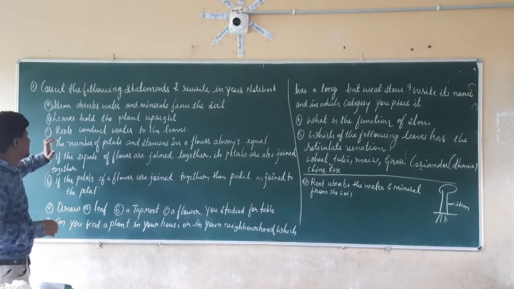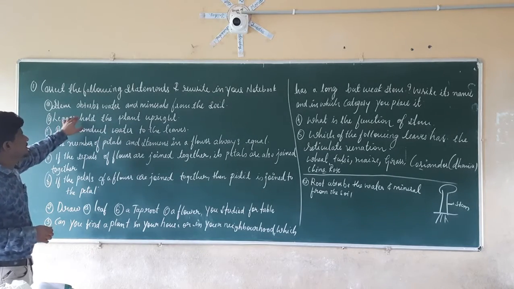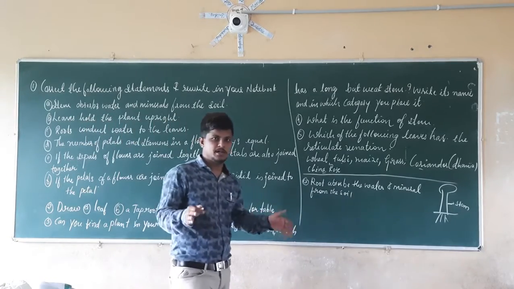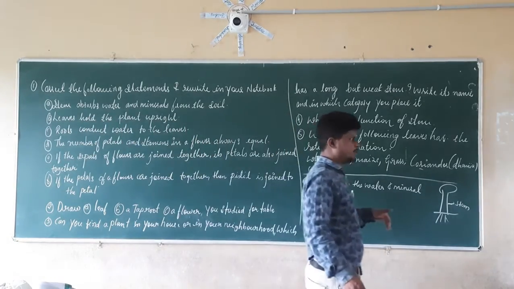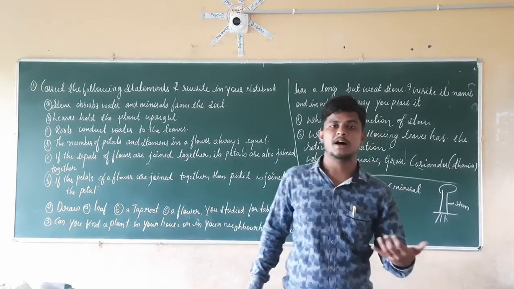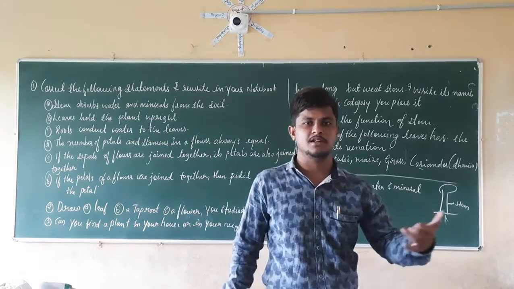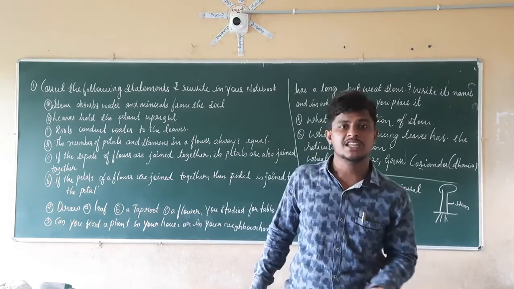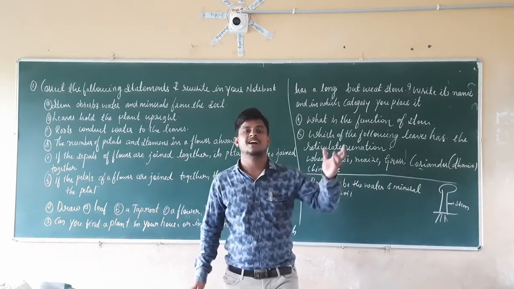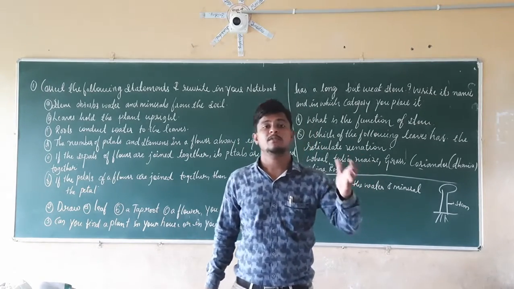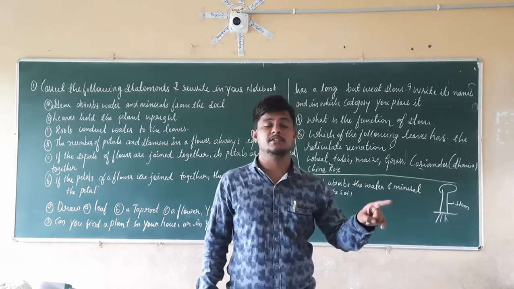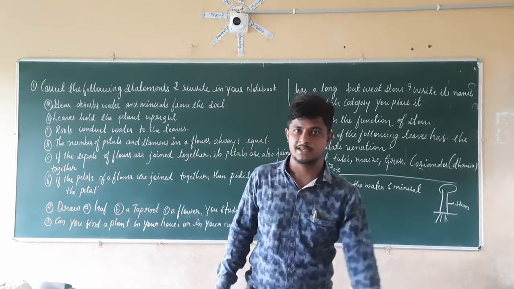And consider the second statement here. Leaves hold the plant upright. Is it possible that leaves are going to hold the plant upright, or is another part of the plant going to hold it upright? It is not the leaves, it is the stem which holds the plant upright. It is one of the major functions of the stem to hold the plant in the upright direction.